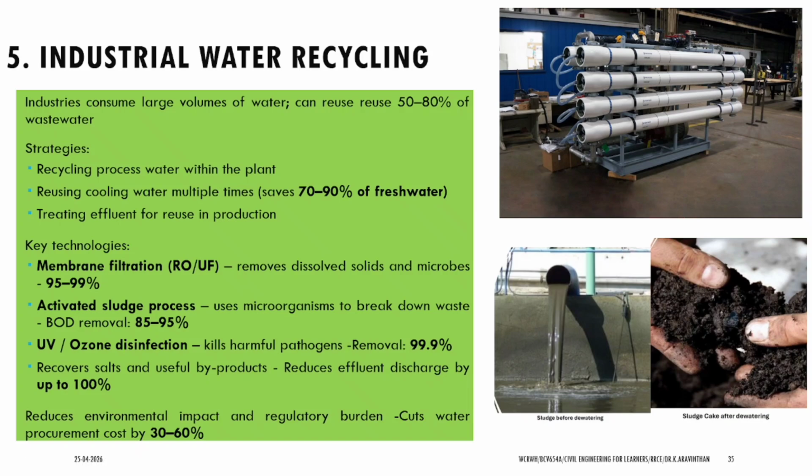It recovers salt. Since I have told there are minerals, you can extract the mineral, and reduce effluent discharge up to 100 percentage. You can see here industrial discharge will be like this. It has more number of solid waste, and after treatment you will get this kind of sludge. This is called sludge cake. This has high organic matters or mineral contaminant. This can be separated, and organic matter can be used for biogas, and mineral waste can be used for other purposes. It reduces the procurement cost by 30 to 60 percentage.